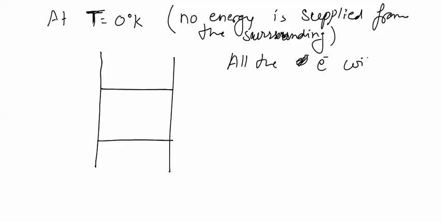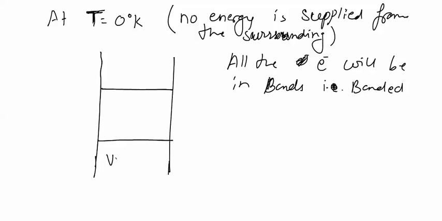In this case in a semiconductor all the electrons will be in bonds, that is bonded, and these bonded electrons will be present in valence band. If all the electrons are in valence band, there will be no electrons in conduction band. As there are no free electrons, conduction band is empty for semiconductors at T equal to 0 degrees Kelvin.